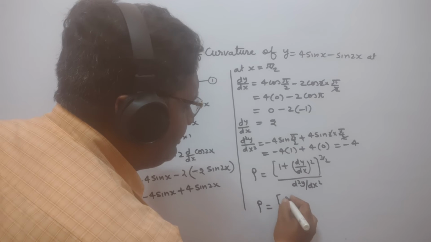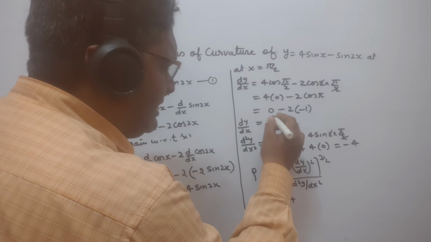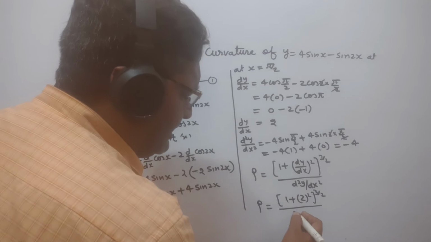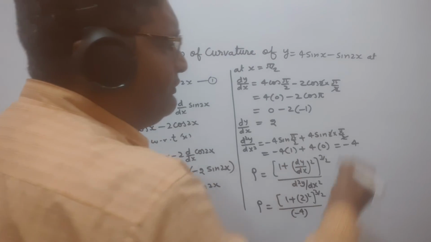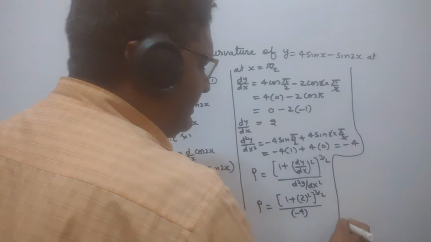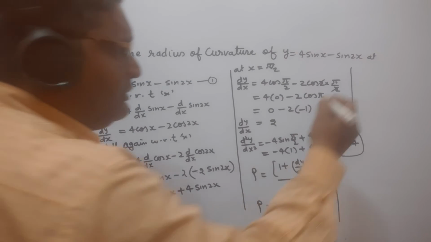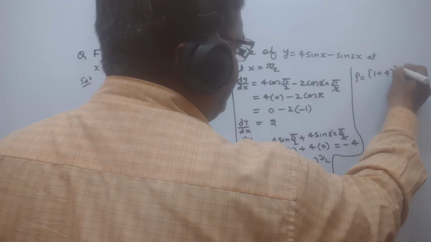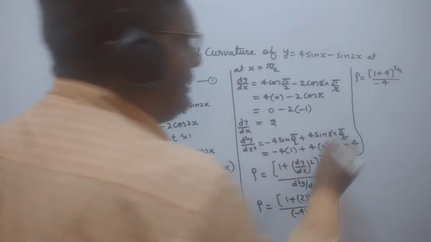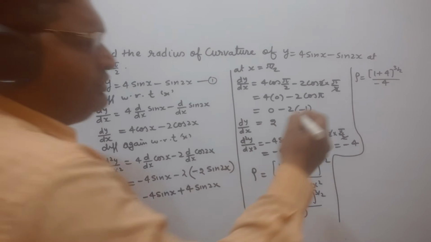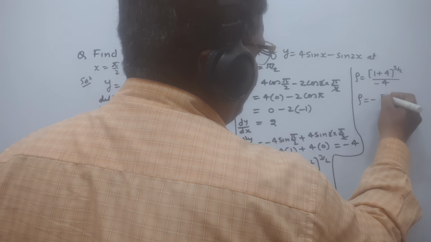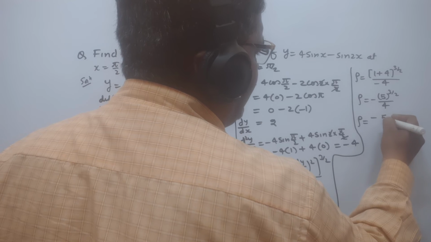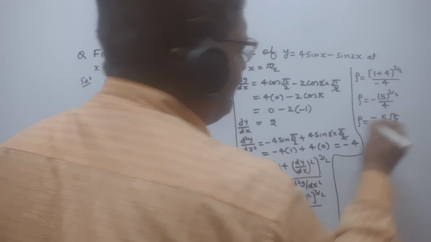So rho is equal to 1 plus dy by dx square, that is 2 square, whole power 3 by 2, and d2y by dx2 is minus 4. So we solve this and we get the radius of curvature. So rho is equal to 1 plus 2 square, that is 4, whole power 3 by 2 divided by minus 4. And 4 plus 1 is 5. So rho is equal to minus 5 to the power 3 by 2 by 4. And rho is equal to minus 5 root 5 divided by 4.